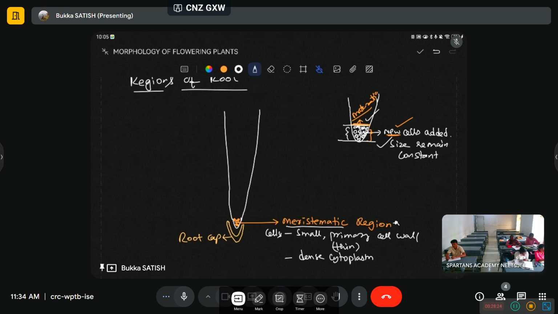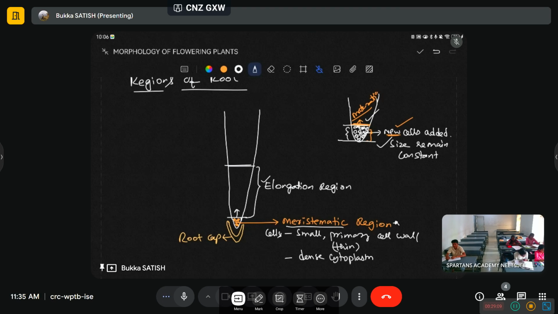Right. So this part is what we call the region of elongation. Now, why elongation region? Because this meristematic region is remaining constant. It is not responsible for the growth of the roots. The size of this always remains constant. New cells are added into this only, where they are undergoing maturation. So the length of the root will increase only in this part. That's why this is called the elongation zone.